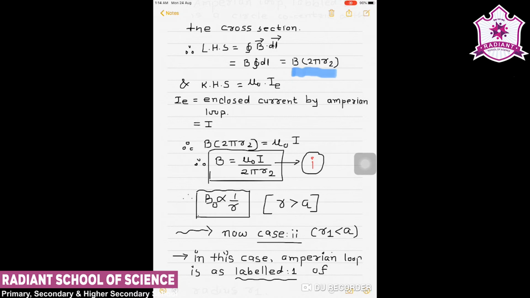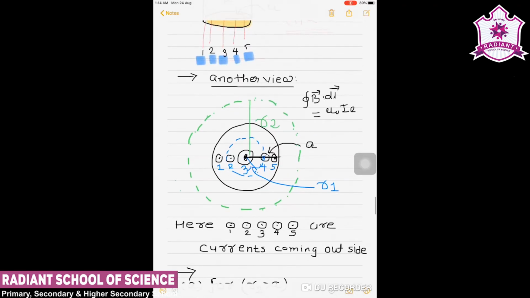This indicates that for the outer region, the magnetic field is inversely proportional to the distance from the wire, and as we move further away from the wire, the magnetic field will also decrease because B is proportional to 1 upon r. So this is the case when the magnetic field is outside the wire, given by the green Amperian loop.